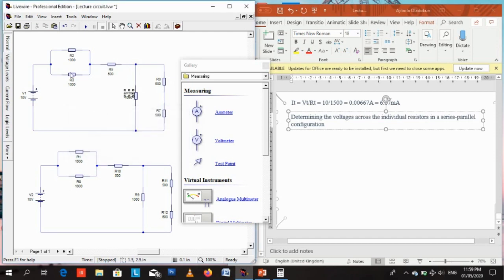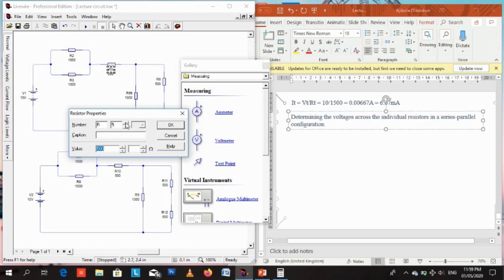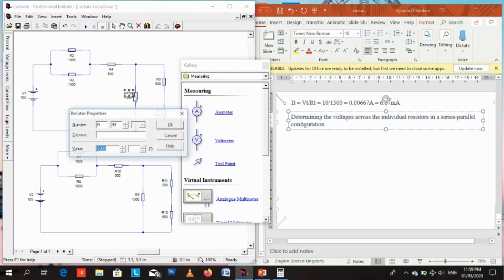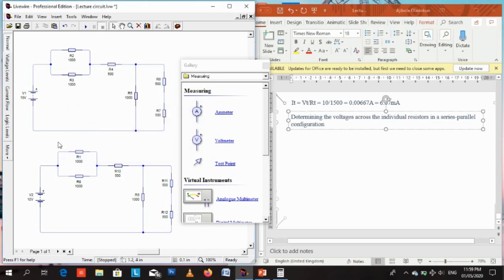So we have R2, R3, R2 and R3. Correct labeling. This should be R4. Okay. R5, we don't have R5 anywhere else. Okay, let's make it R5. Then R6 and R7. Okay, that's complete. So we have our original circuit back with the correct labelings and the correct resistor values.